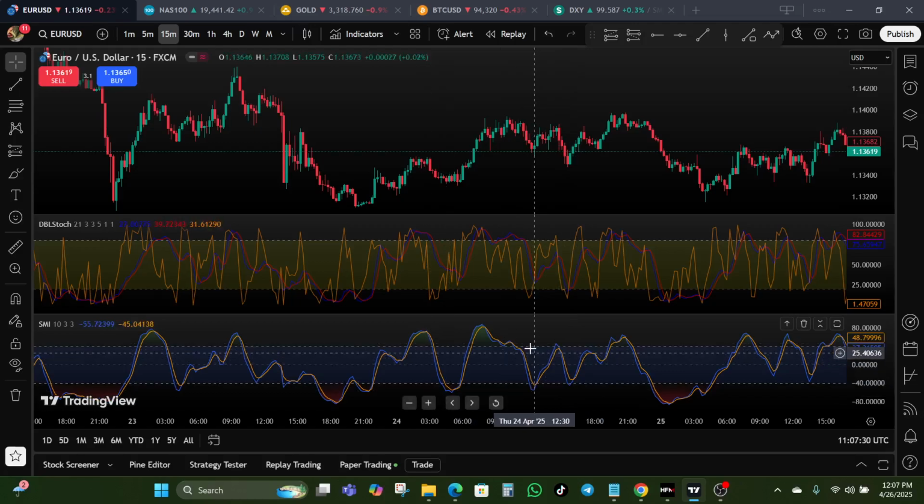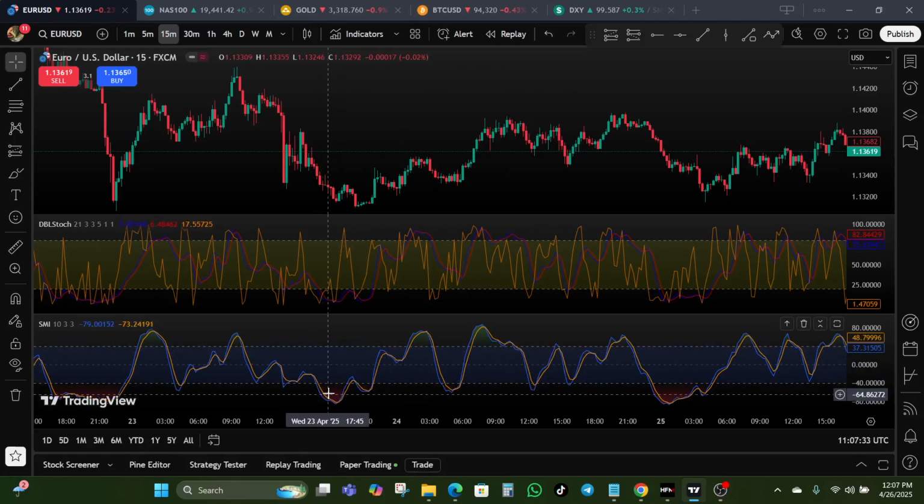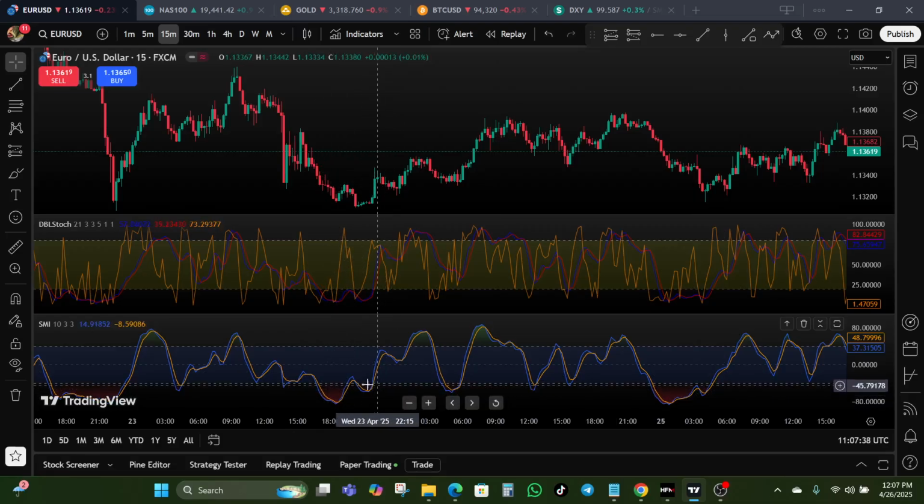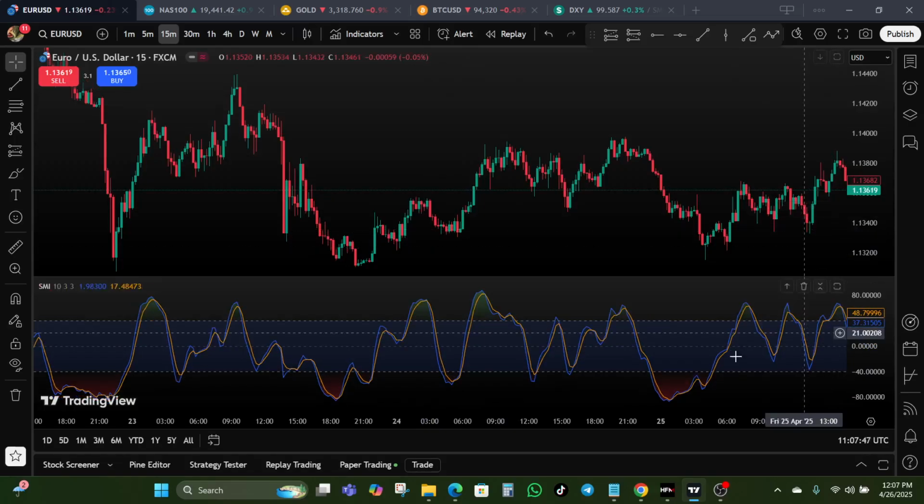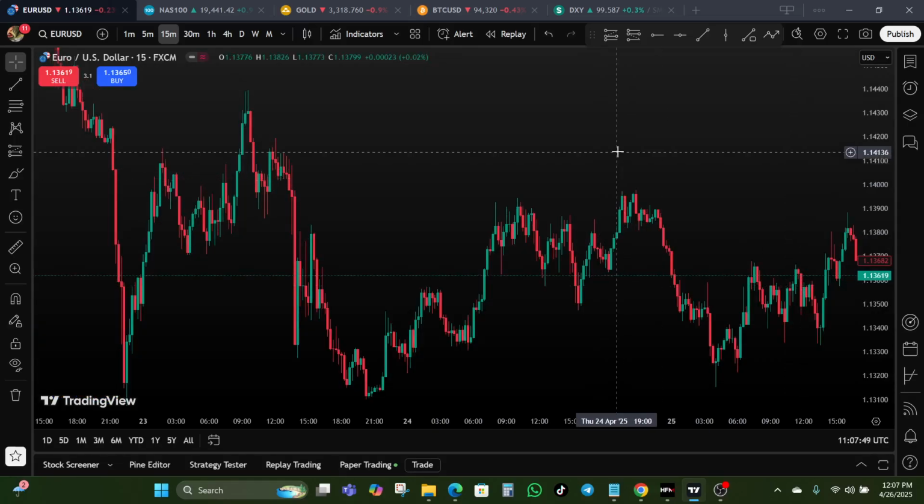Okay, the interpretation is quite similar. Watch out for the stochastic being within the oversold territory, and watch out for a cross to the upside, buy signals. When it comes down from the overbought, sell signals. Now, finally, last but not the least, check out the custom stochastic with alerts.